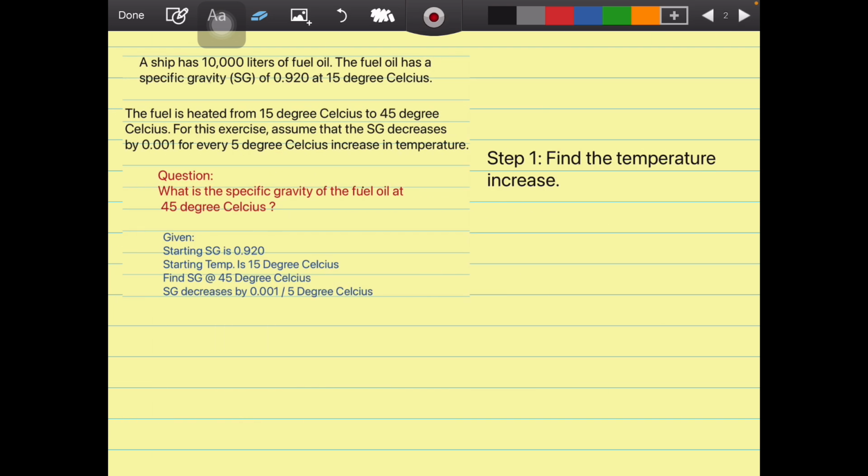The first step is to find the temperature increase. Okay? So we have here 15 degrees starting, right? And then we raise the temperature to 45 degrees. Ano difference nila ngayon? So 45 degrees, bawasan mo ng 15 degrees, you get 30 degrees.